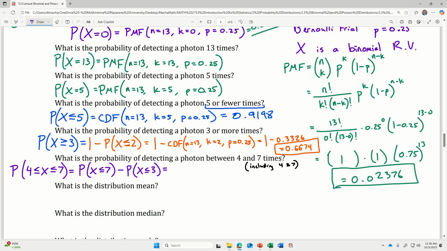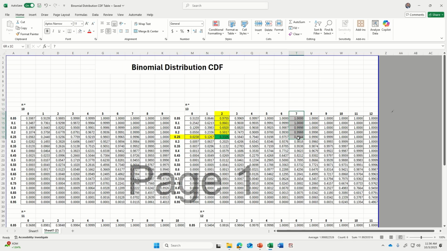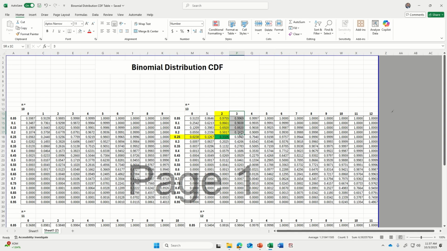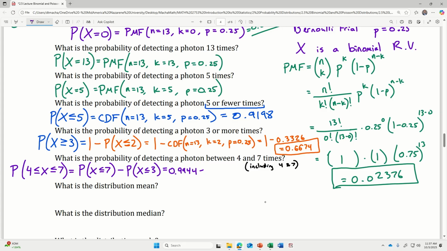And this time I've got 2 CDFs that I've got to look up. I've got to look up the CDF where k is 7 and the CDF where k is 3 so that I can then subtract those. So the CDF where k is 7 looks like it is 0.9944. And then the CDF where k is 3 is 0.5843. So then I subtract 0.9944 minus 0.5843 is 0.4101.